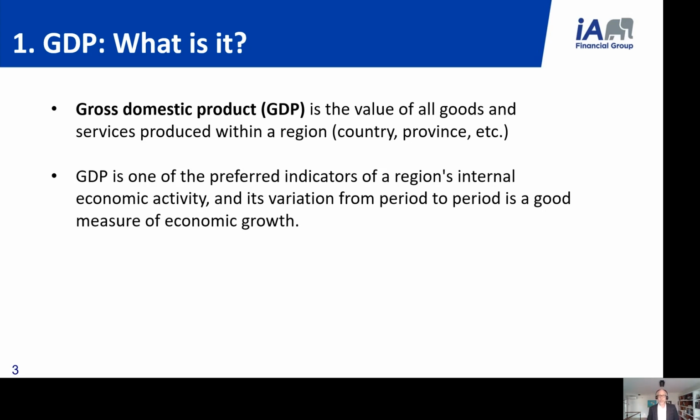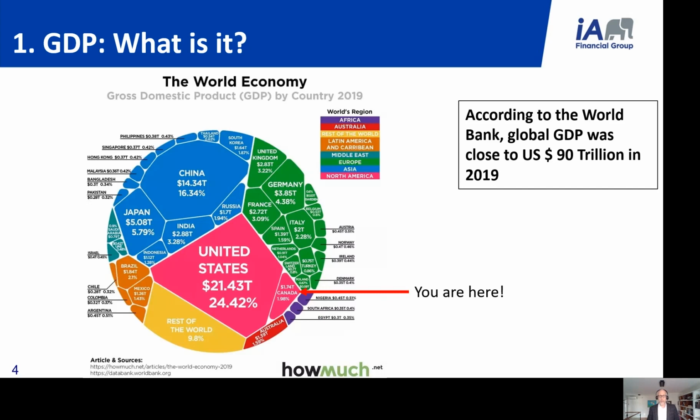So just to put these concepts into numbers, this is GDP for planet Earth in 2019. This is all in US dollars, just for a common currency. According to the World Bank, global GDP was close to $90 trillion in 2019. So that's $90,000 billion of goods and services that were produced in 2019 on the planet.